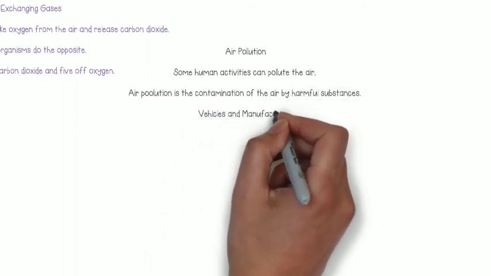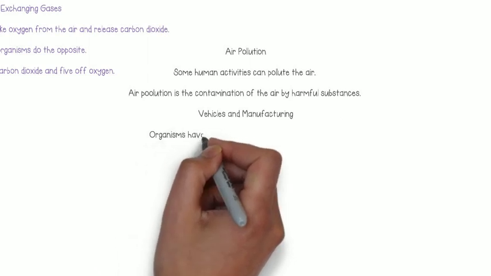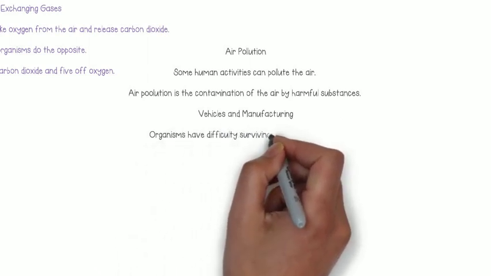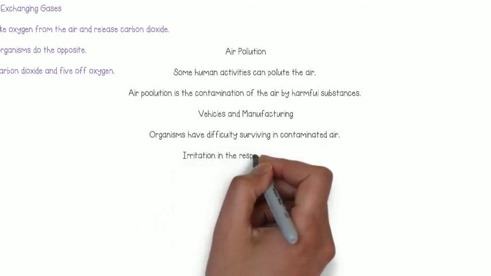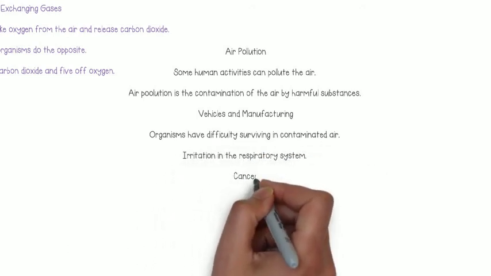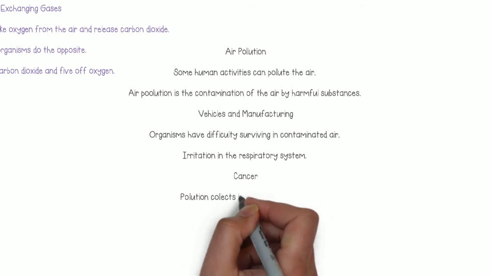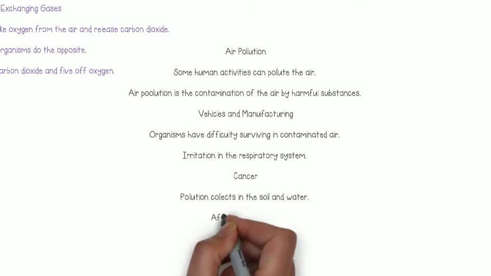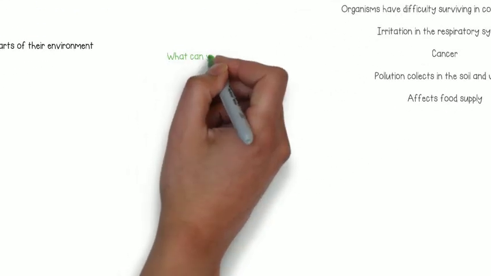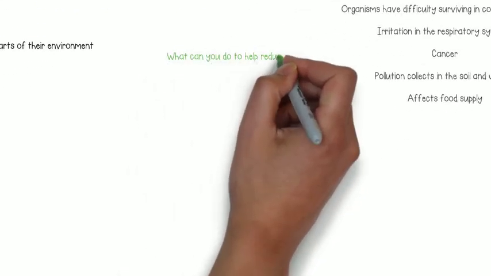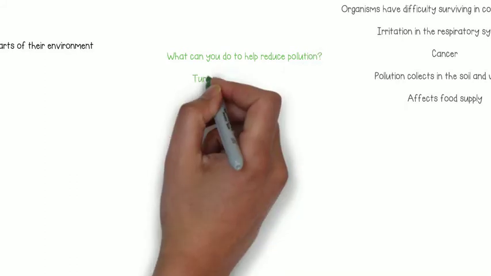Air pollution. Some human activities can pollute the air. Air pollution is a contamination of the air by harmful substances. Much of the pollution comes from vehicles and manufacturing. Organisms can have difficulty surviving in contaminated air. In humans, this can cause irritation in the respiratory system. It can also cause more serious problems, such as certain types of cancer.